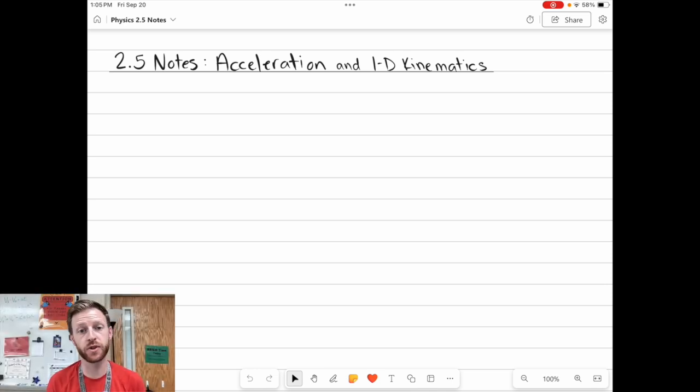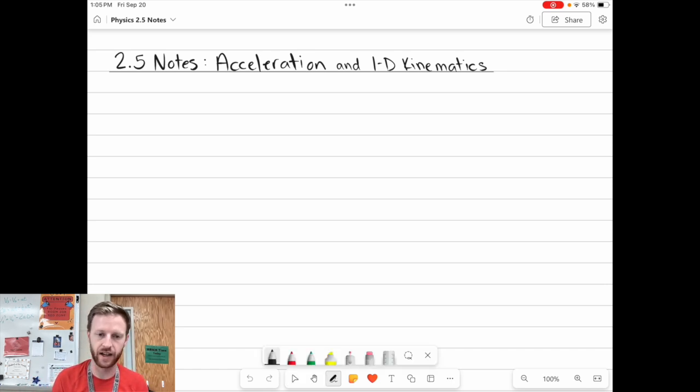Hey class, welcome to our 2.5 notes on acceleration and one-dimensional kinematics. Now this is going to be broken into two parts, so we're going to do part one, acceleration, and then we'll expand upon it doing kinematics. Luckily for us, we kind of already have an understanding of what acceleration is. It's a term used, you might have heard accelerate or decelerate, which usually just means to slow down. But we know this term acceleration because we've graphed velocity versus time.